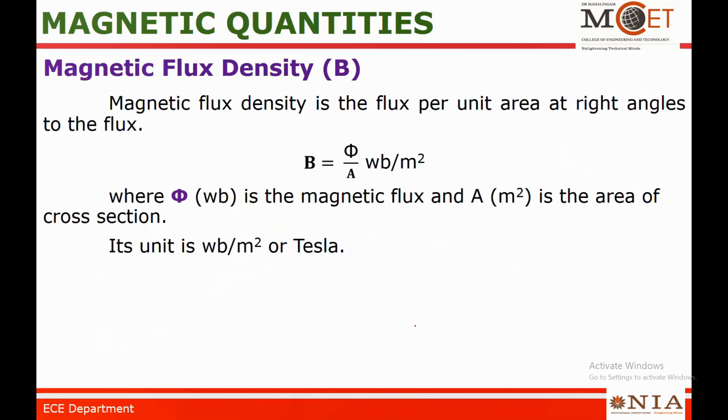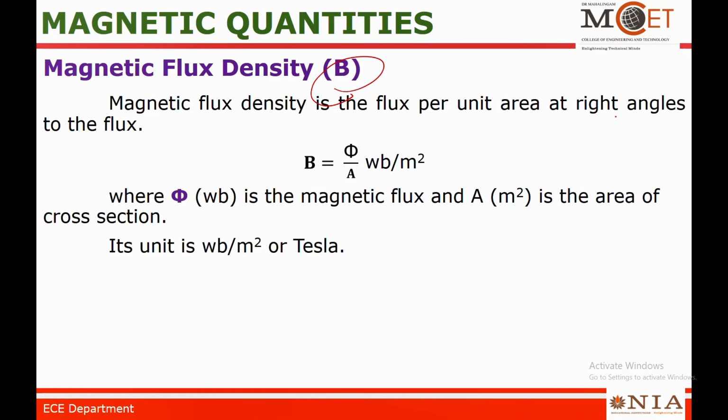The next topic is magnetic flux density. Magnetic flux density is normally denoted by the letter B. It is the flux per unit area, taken at right angles to the flux.